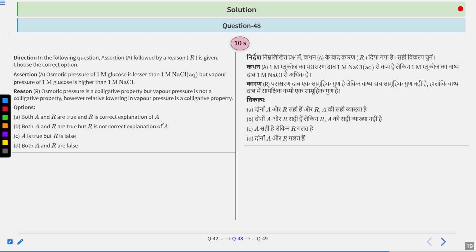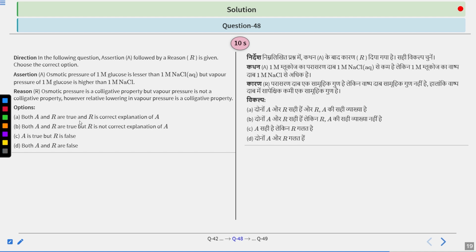Next question. In the following question, assertion followed by a reason is given. Choose the correct option. Assertion: osmotic pressure of 1 molar glucose is less than 1 molar NaCl, but vapor pressure of 1 molar glucose is higher than the 1 molar NaCl. Reason: osmotic pressure is a colligative property, but vapor pressure is not a colligative property. However, relative lowering of vapor pressure is a colligative property, right?